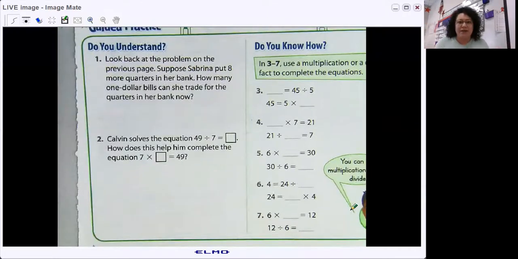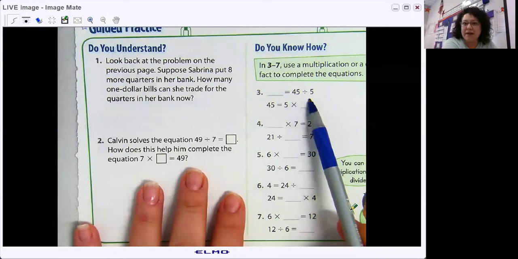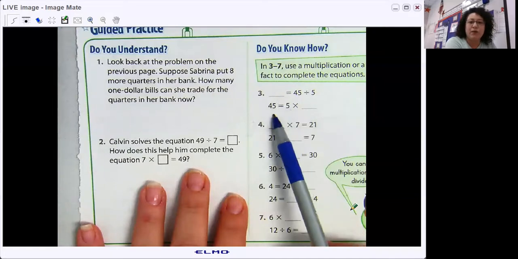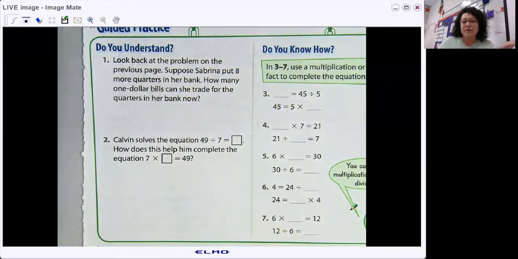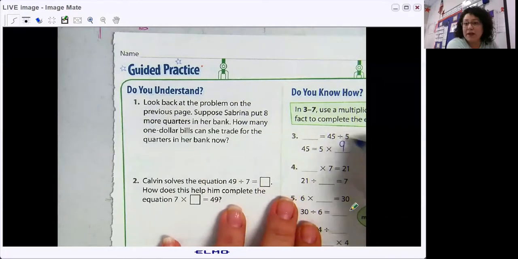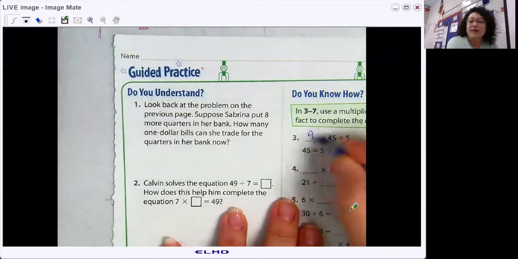So let's look at the next page. And this is just basic practice, okay? There's nothing new, it's just practicing. So our problem is 45 divided by 5, okay? But I also know that if I work backwards, 5 times question mark is 45. 5 times what makes 45? Easy to do with 5s, right? 5, 10, 15, 20, 25, 30, 35, 40, 45. 5 times 9 is 45. So that means 45 divided by 5 is also 9.